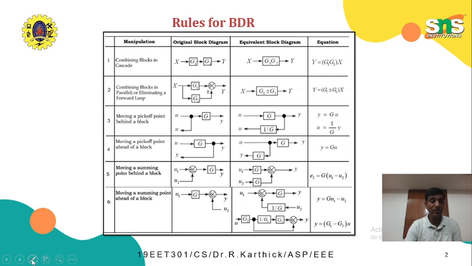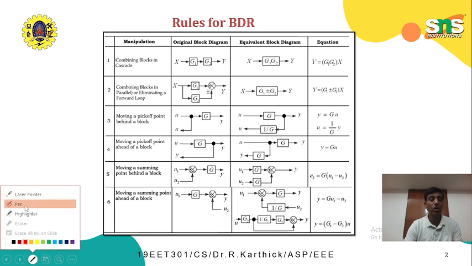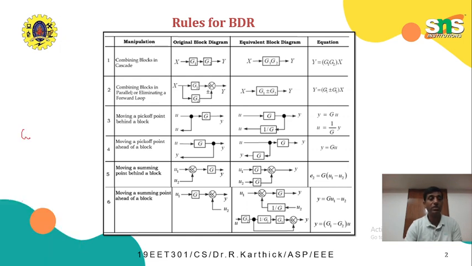C(s) by R(s) is equal to, I'll just write it. For a small feedback loop, C(s) by R(s) is equal to G(s) divided by 1 plus G(s) into H(s). So here the feedback loop is eliminated into a single block given by G(s) divided by 1 plus G(s) H(s).